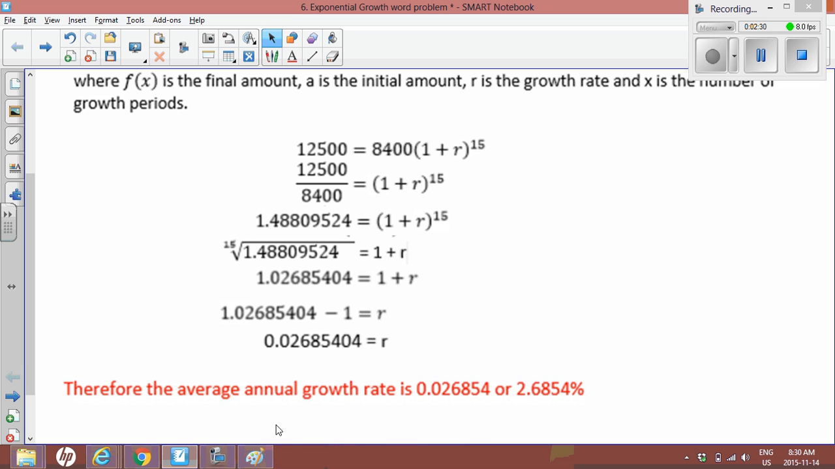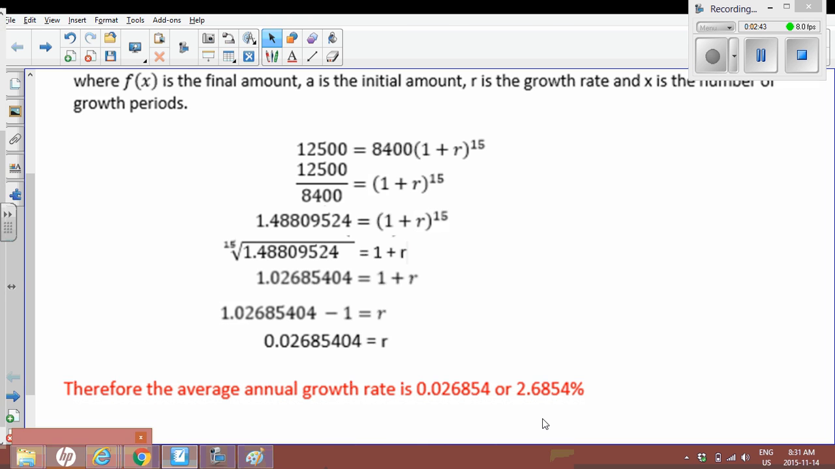You can change that to a percentage just by multiplying it by 100. So the average annual growth rate in this case is 0.026854, or 2.6854%. There you have it. We've solved the following problem.